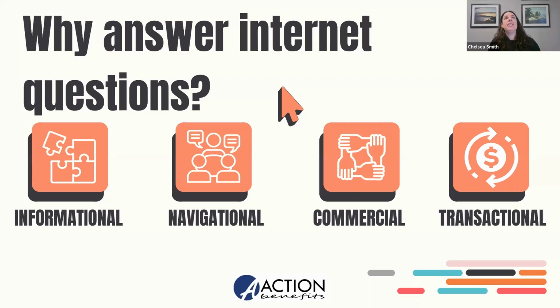So they've done tons and tons of research to determine what people are actually trying to get when people search on the internet. So they've boiled down the reasons why someone might be Googling something into these 4 categories: informational, navigational, commercial, and transactional. We as health insurance agents are technically in the commercial space, right? Because we are trying to sell something to our clients.